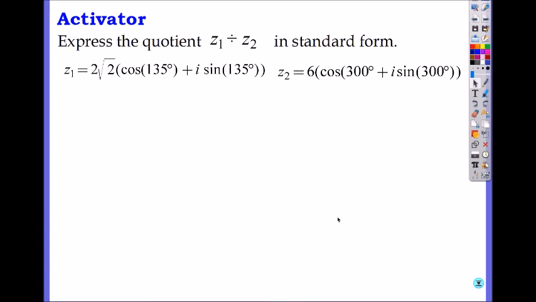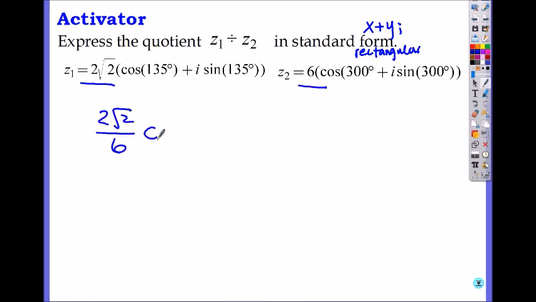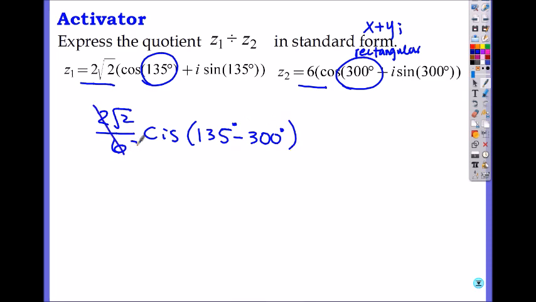So now we are expressing the quotient z1 divided by z2 in standard form. What is standard form? No, rectangular form. Rectangular form is x plus yi in complex numbers. So we are dividing it. So what do we do with the r's? Divide them. Cis, 135. What do we do with the thetas? Subtract when it's division. So it's 135 minus 300 degrees. So I get root 2 over 3. 2 divided by 6 is 3 in the denominator. Cis of what? Negative 165 degrees. Are we done?